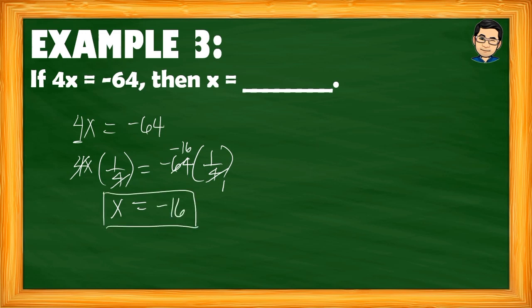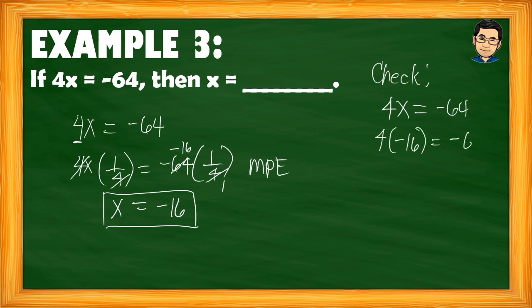So, applying MPE. To check, 4x is equal to negative 64. We will substitute the value of x, negative 16. So, 4 times negative 16 is equal to negative 64. And then, multiplying 4 and negative 16 will give us a product of negative 64 equals negative 64. Therefore, the value of x is negative 16.